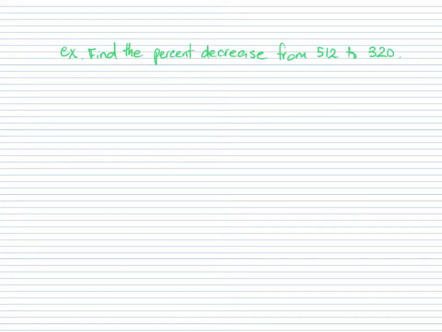Okay, so here in this question, we're originally at 512. We moved to 320. This is not a word problem, it's just two numbers. And we want to know how much that decreases from 512 to 320. So the first thing that we have to do is figure out what that decrease is, how much. And so we do 512 minus 320. And we get that it's decreasing by 192.